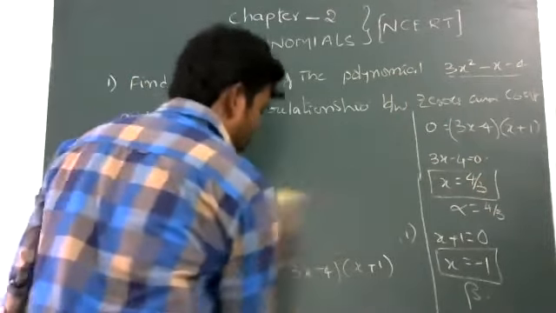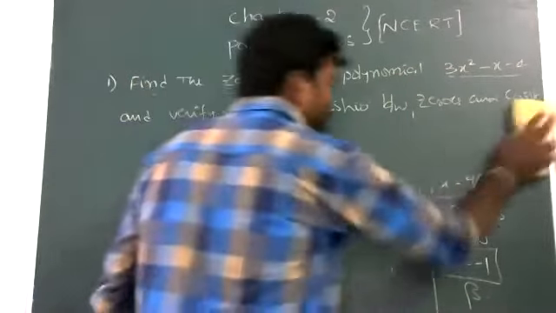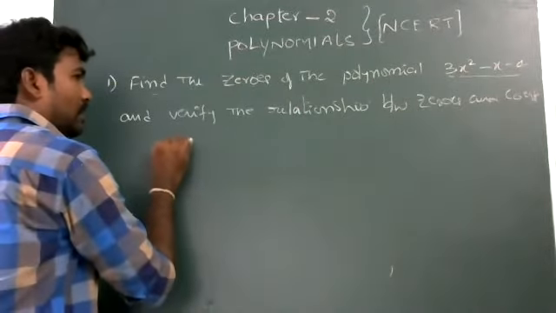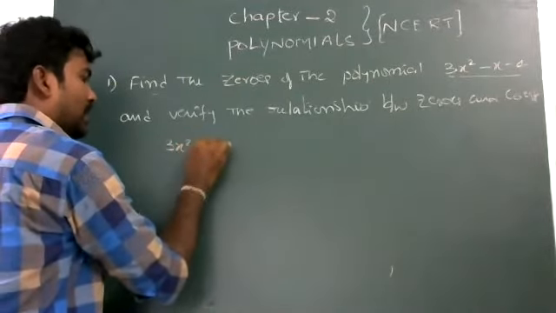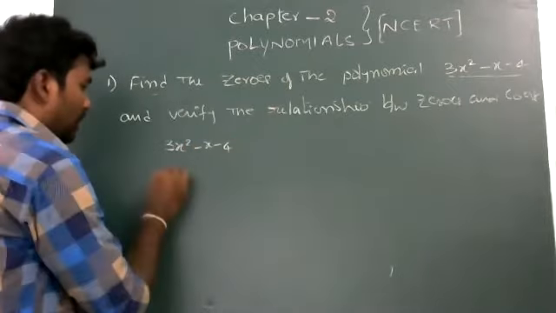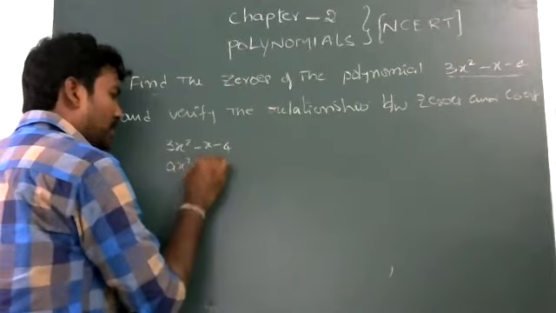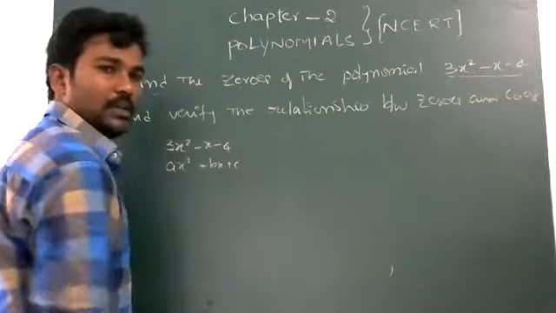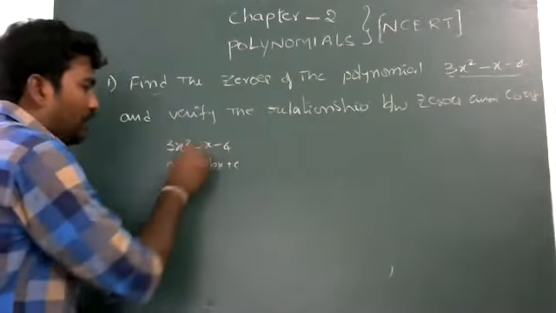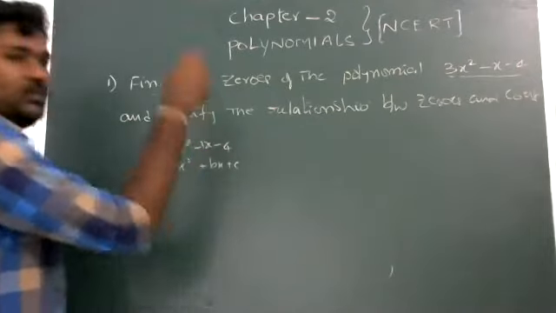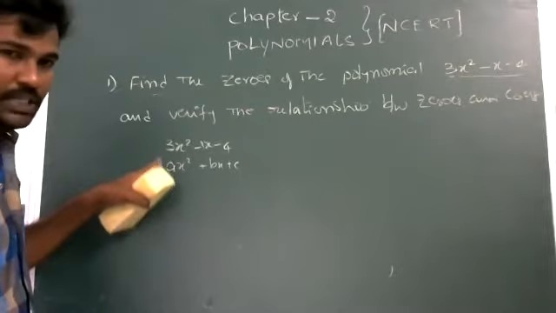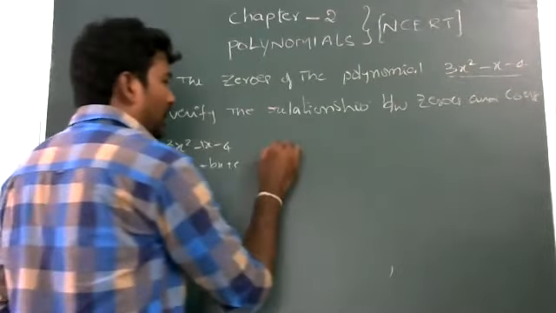Already we know that. First of all, write the polynomial: 3x squared minus x minus 4. Here you can assume it as ax squared plus bx plus c. That means a equals 3, b equals minus 1, c equals minus 4. Now we can verify the relationship.